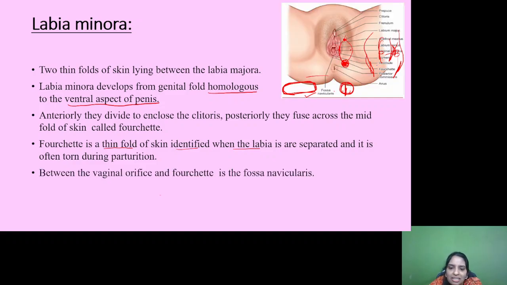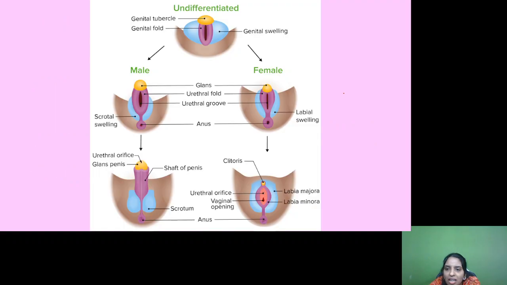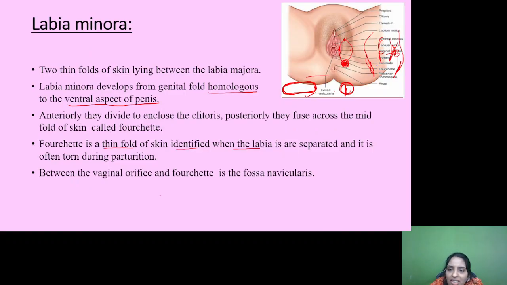And next, see here, this is the vaginal orifice, and this is the fourchette. Here, a small cavity-like thing is present, a boat-shaped small depression. It is known as the fossa navicularis.